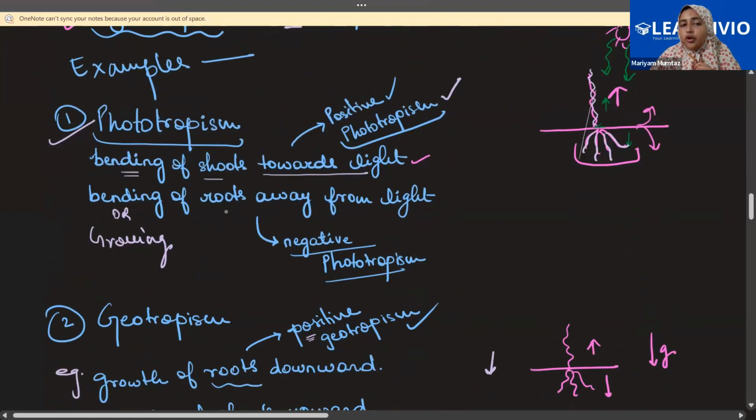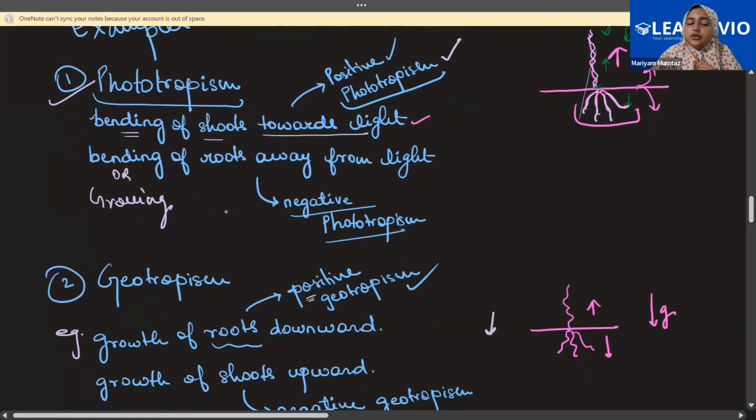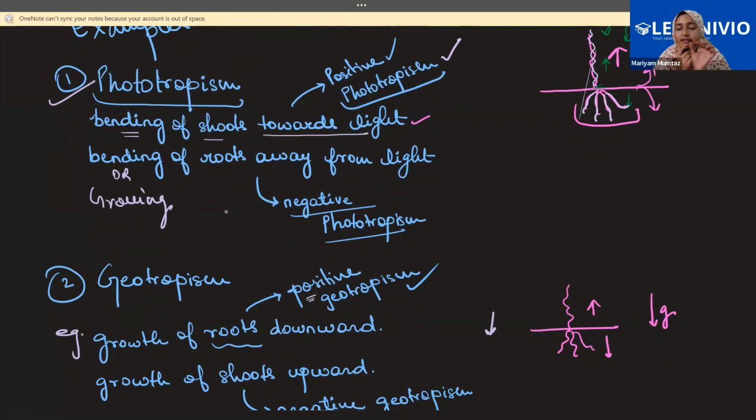Now talking about phototropism, the first case, right? So we know that whenever the plant is growing, or if you plant a seed under the soil, the shoot will grow above the ground and the roots will grow below the ground, right? So whenever the shoot grows towards the light, we say that it is positively phototropic, because the motion is happening towards the stimulus, and the stimulus over here is the light. But the roots bend away from light, or grow away from light. So we can say that they are showing negative phototropism.